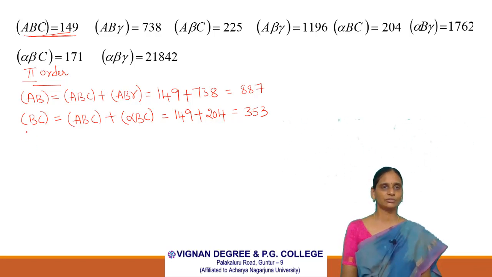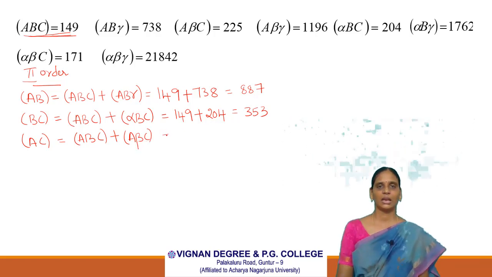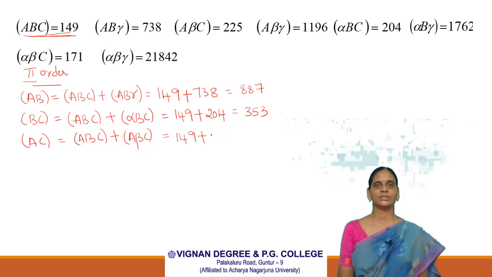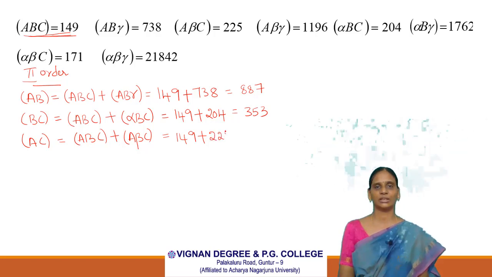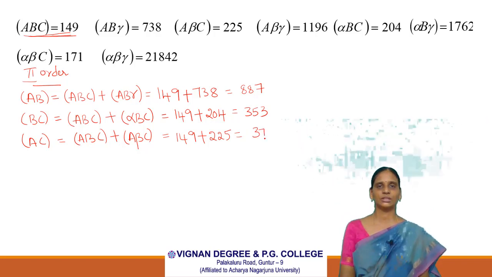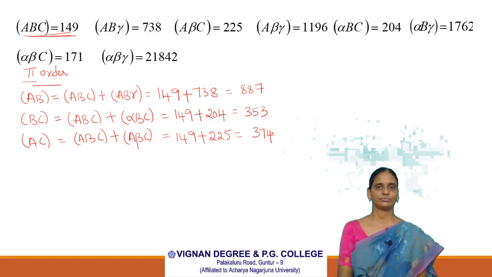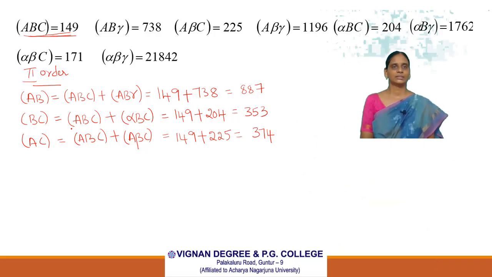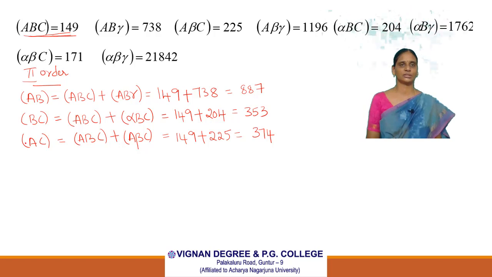And the next value is frequency of AC. This is equal to frequency of ABC plus frequency of A beta C. Again, frequency of ABC value is 149 plus frequency of A beta C is 225. 149 plus 225 is equal to 374. So these are the second order positive class frequencies.